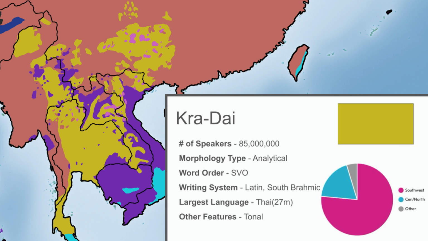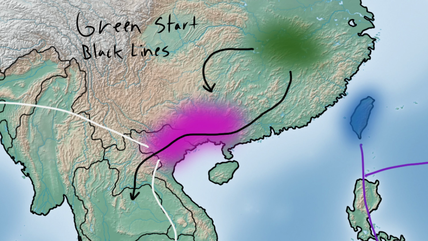The most spoken language in the family is Thai, which, depending on what dialects are considered Thai, can have between 27 and 60 million speakers. Kra-Dai languages are heavily tonal, largely isolating, and have a system of noun classifiers. Because of the linguistic diversity of Kra-Dai languages in southeast China, it is thought that the language family originated in south-central China and spread south, with the languages replacing Austroasiatic-speaking peoples in Southeast Asia.